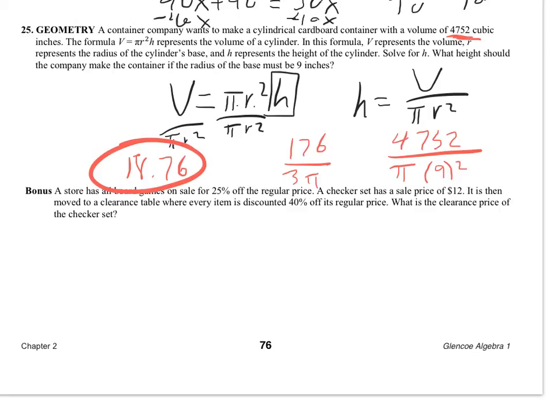Alright. So, what it says is the store has a sale on board games for 25% off the regular price. The checkerboard set has a sale price of $12. This has been moved to a clearance rack. Now, this is where it's kind of tough. What we need to do first is figure out what's the full price of this checkerboard. Okay, here's the easiest way to do that. If it's 25% off, how much are we paying for it?